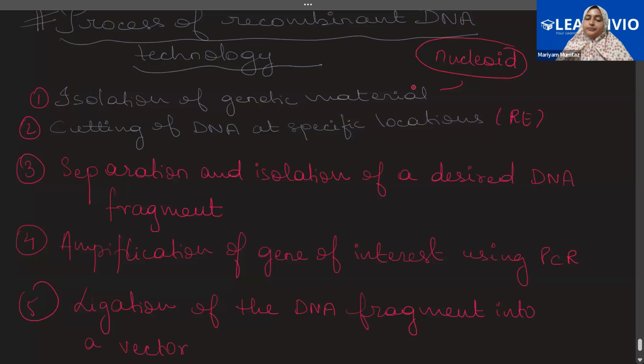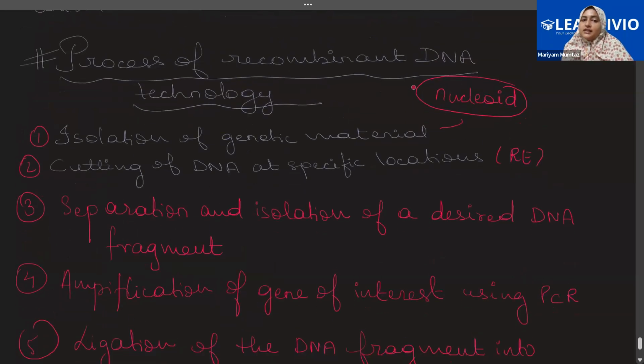Okay, nucleoid. Now, talking about the process, or you can say the steps of RDT, the first one is isolation of genetic material. Meaning, once you have identified that this is the gene that I want to send into the host cell, you isolate that genetic material. After that, you cut pieces of it, because that genetic material is always very long. So you can't use that long of a genetic material all at once. So you make certain cuts.